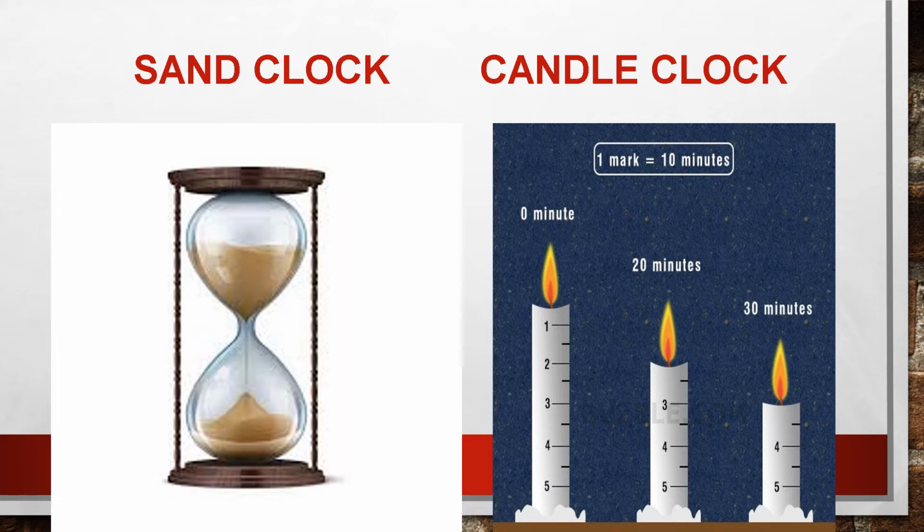Then second, you are seeing the candle clock. Here they used to burn the candle. When they start burning the candle, it is 0 minutes, and there are markings, as you can see in the example, where each mark, numbered 1, 2, 3, is for 10 minutes. In the first candle, at 0 minutes, it has just been lit. In the second candle you are seeing it is melted up to the 2 mark, so 20 minutes are over. In the third candle, it is burnt up to the 3 mark, so it is 30 minutes.